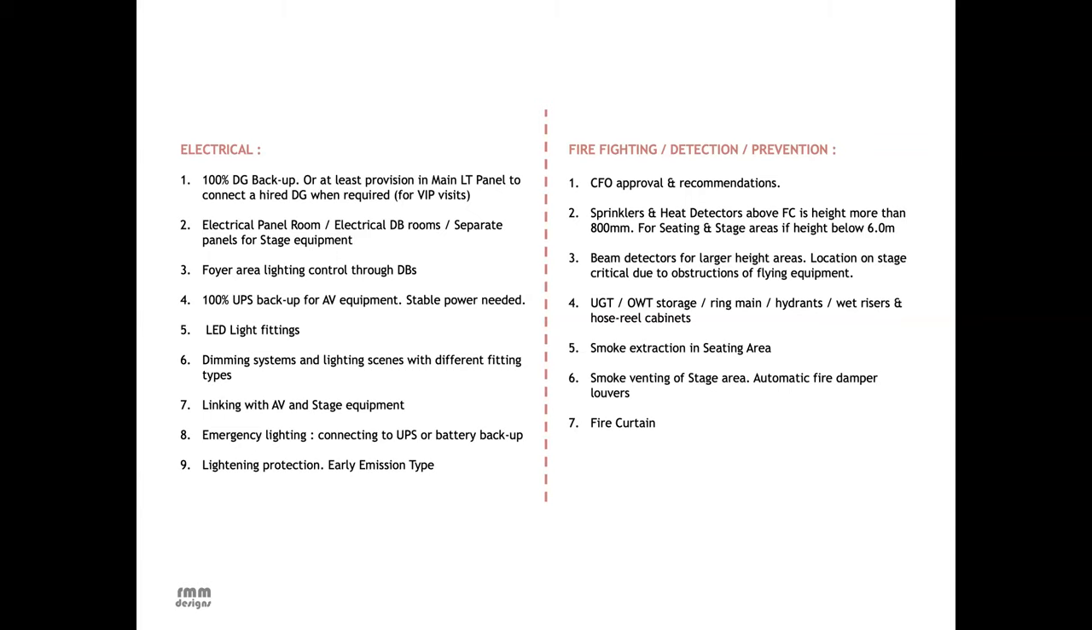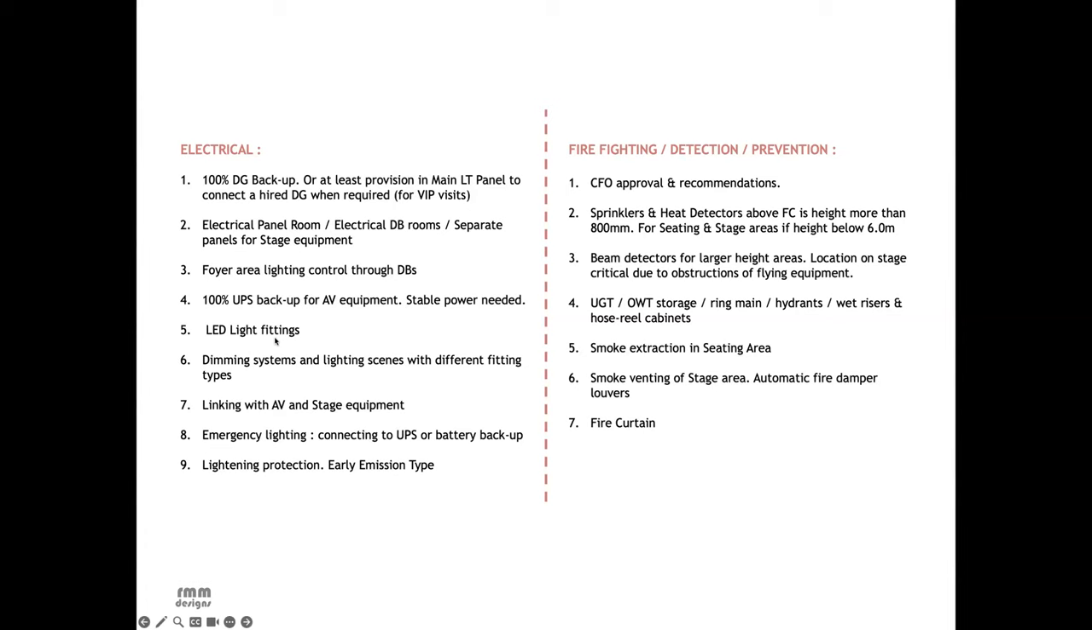So in that case, what is done is your main panel at least should be designed so that a portable DG can be brought on site and plugged in for such events. At least that provision should be there. Your basic distribution of electrical energy is as in other large buildings, where you have a main electrical panel room and then smaller DB rooms are distributed throughout the building depending on how your electrical supply is planned. Floor area lighting obviously is controlled through DBs, you have individual switches.